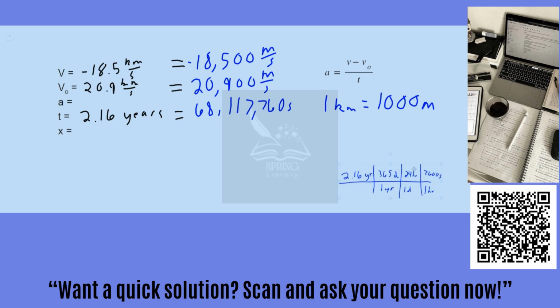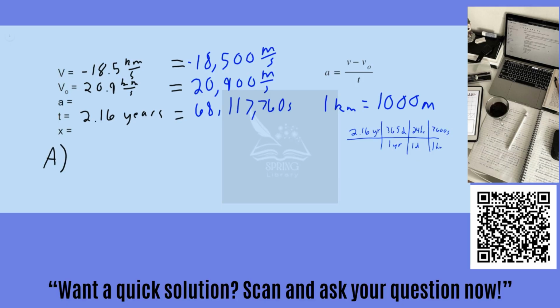Okay, now at this point, we've done a lot of background work to get ready to solve this problem. And now we're actually going to get into solving the problem. A is asking us just to find the change in velocity of the planet. And change of anything is always the final value minus the initial value. So in this case, that is negative 18,500. We want to be very careful with our signs here, minus 20,900 for a final change in velocity of negative 39,400 meters per second.